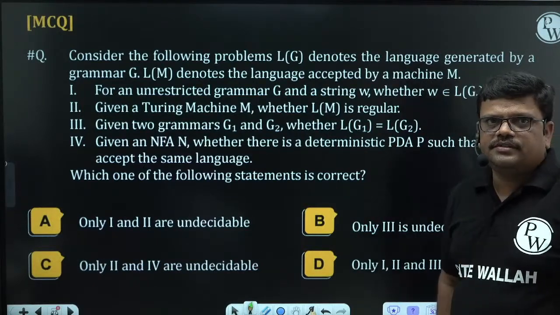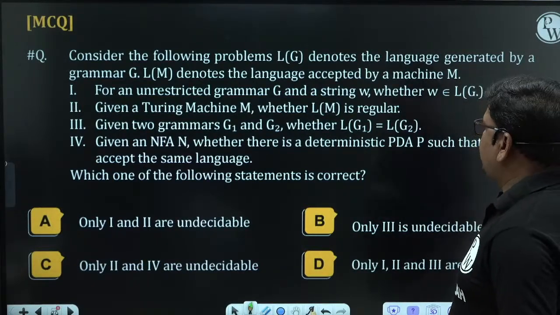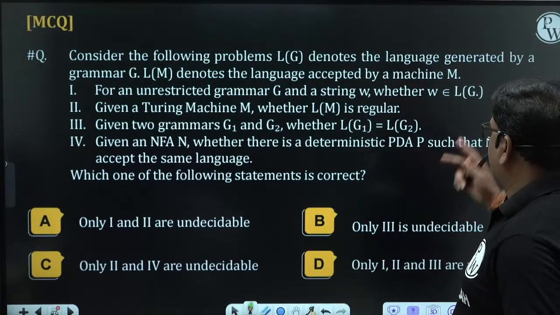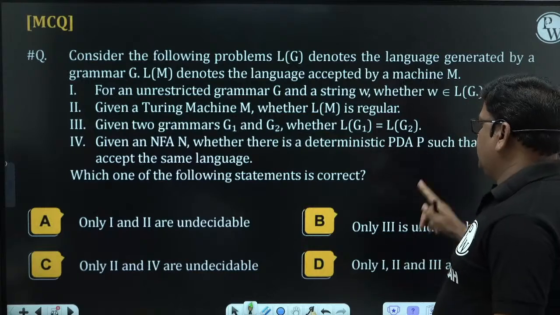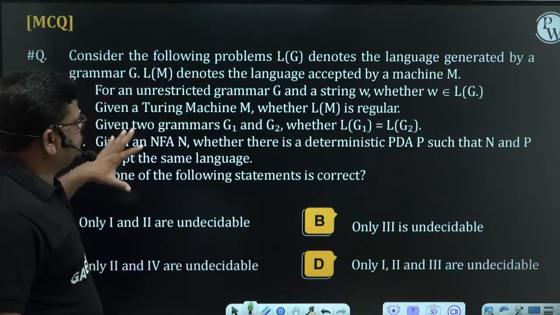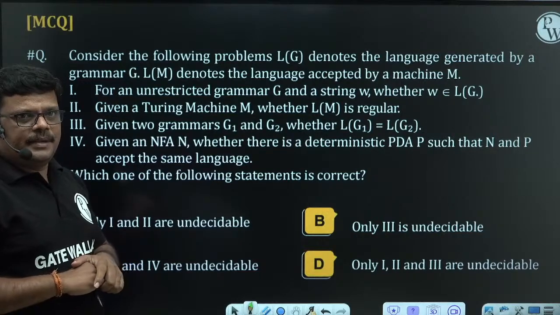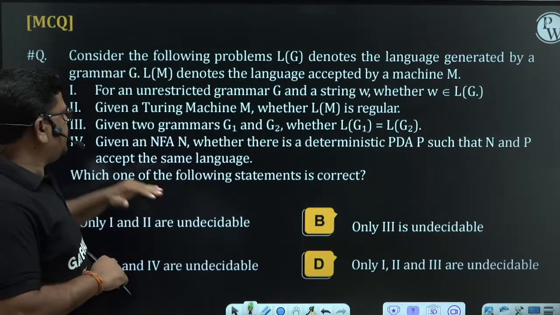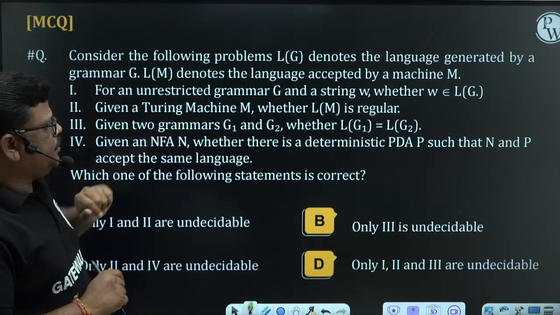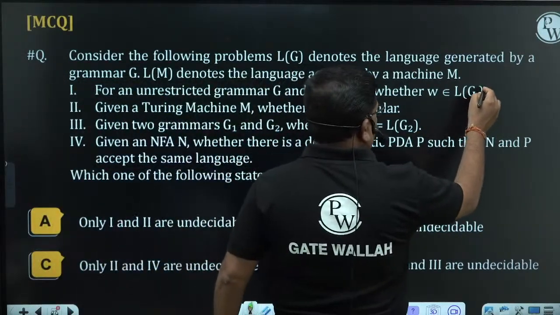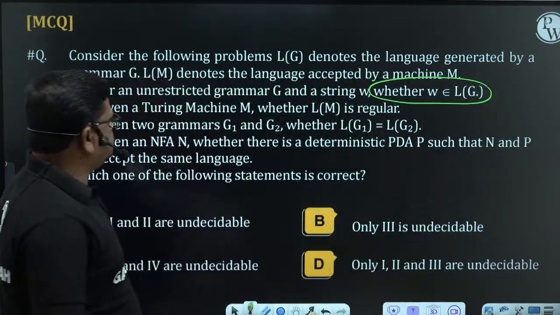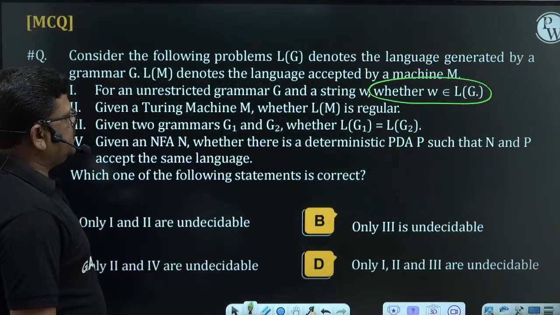Direct GATE question. This is a GATE question. So consider the following problems. L of G denotes the language generated by a grammar. Okay. 4 statements he has given. Which of the following is correct? We'll read this statement. For an unrestricted grammar G and string W, whether W belongs to L of G. What is this problem?